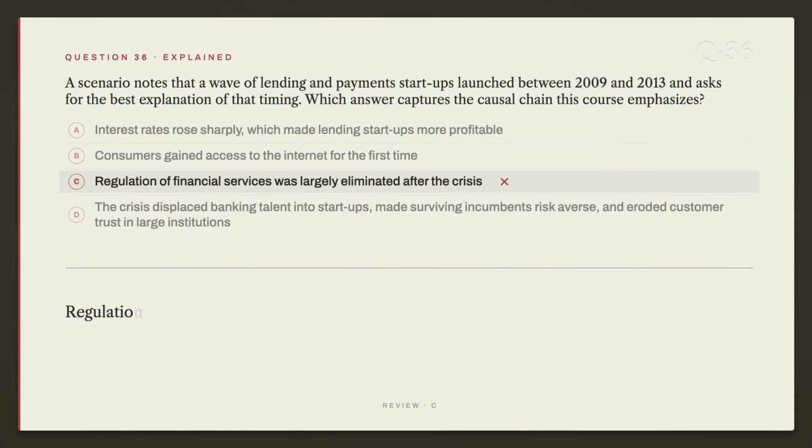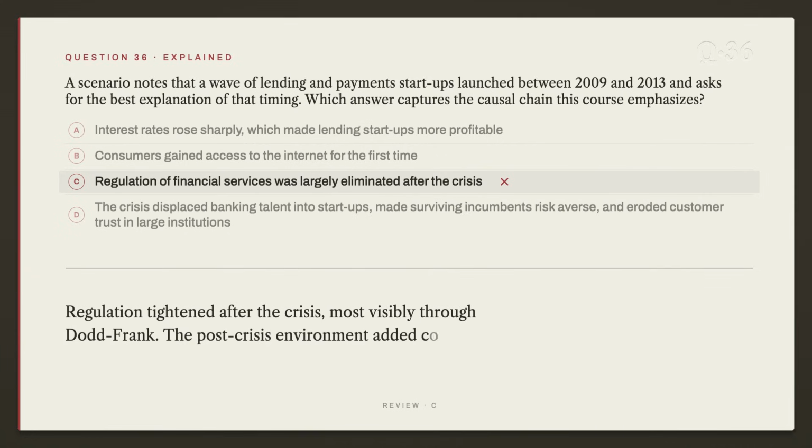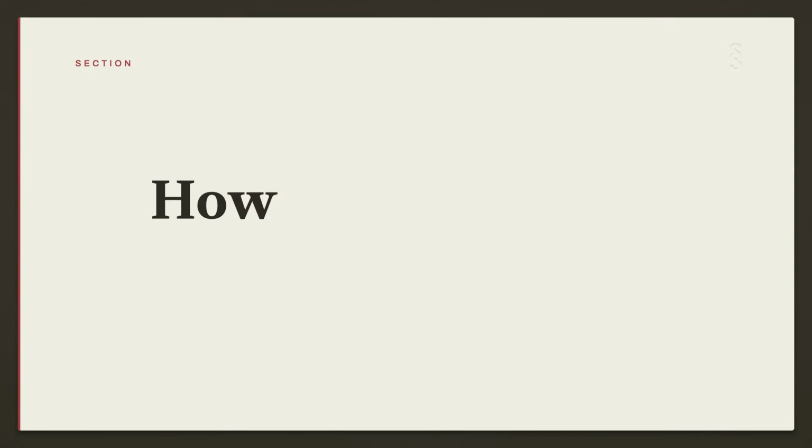C is wrong because regulation tightened after the crisis, most visibly through Dodd-Frank. The post-crisis environment added compliance burden rather than removing it.